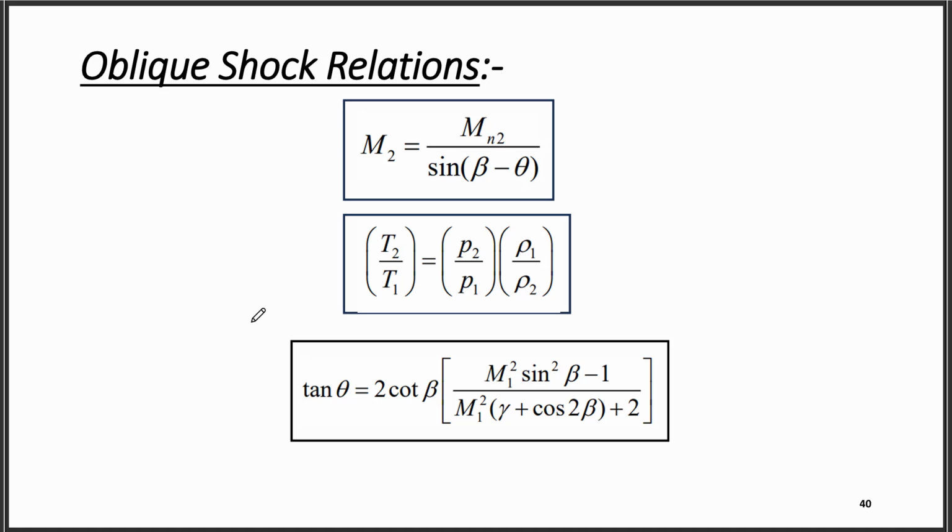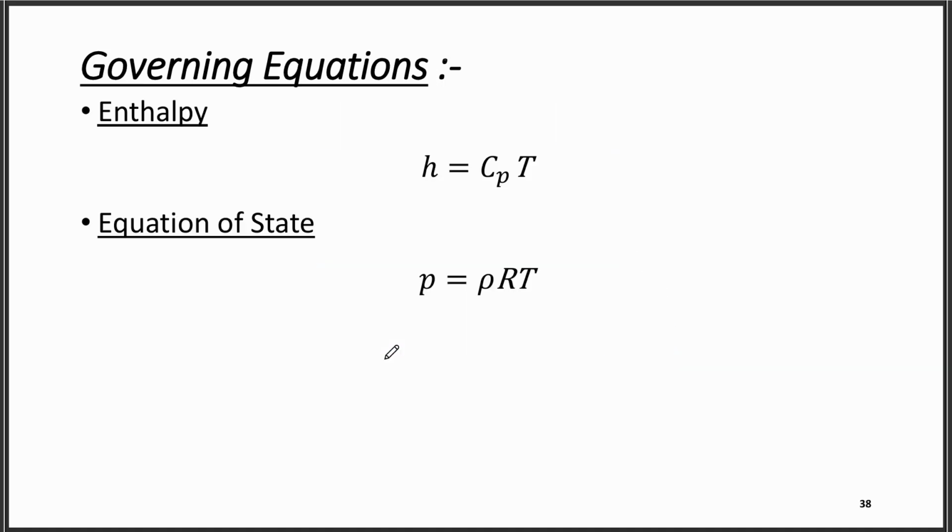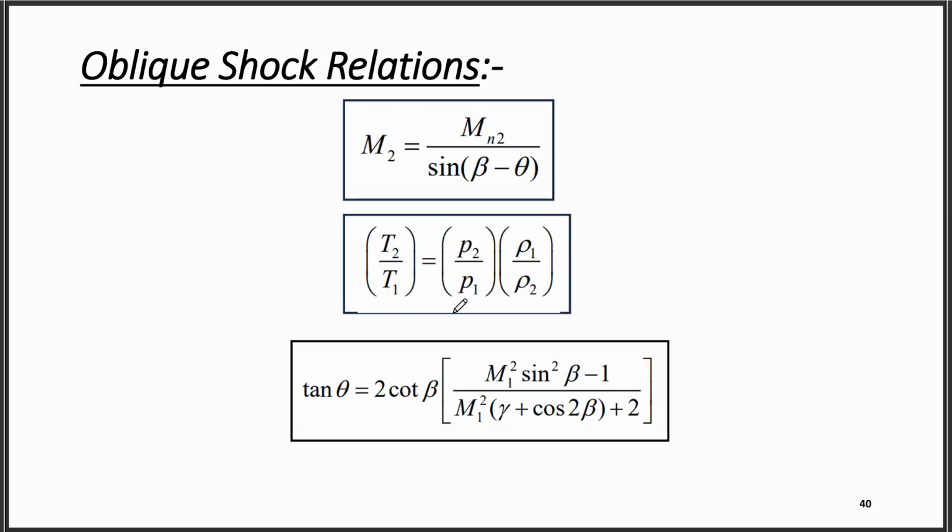One more extra relation compared to normal shock is the relation between theta, beta, M, because one extra unknown here is beta. We don't know the shock angle. So how to find the shock angle? Using the theta, beta, M relation, which we have to solve numerically. It is given by tan theta equal to 2 cot beta times (M1 square sin square beta minus 1) upon (M1 square (gamma plus cos 2 beta) plus 2).